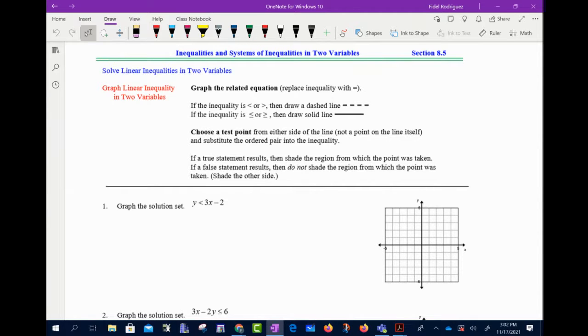And the way we're going to graph our lines is whatever inequality sign we have, we're going to replace that with an equals sign so that we can draw our lines. And if my inequality is what we call a strict inequality, so it's strictly less than or strictly greater than, when we draw that line, we're going to use a dotted line, okay? And if it's less than or equal to or greater than or equal to, then we'll use a solid line. And then we're going to do something called picking a test point. And I'm going to show you how that kind of stuff works.